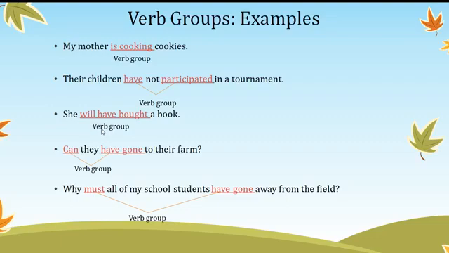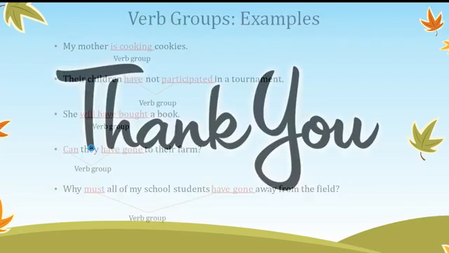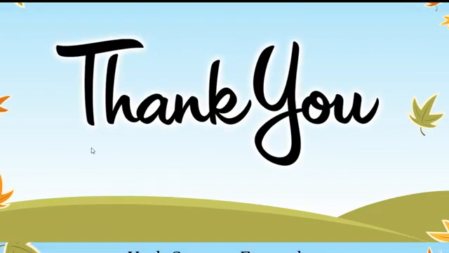Can they have gone to their farm? What is the verb? Can. Can is the modal verb. Modal verb always takes the V1 form. What is the V1? Have. You have seen over there, have is the have verb. Have verb always takes which form of the verb? V3. That is gone. So what is the verb group? Can have gone. Then subject, which one? They. In the middle of this verb group is what? They.